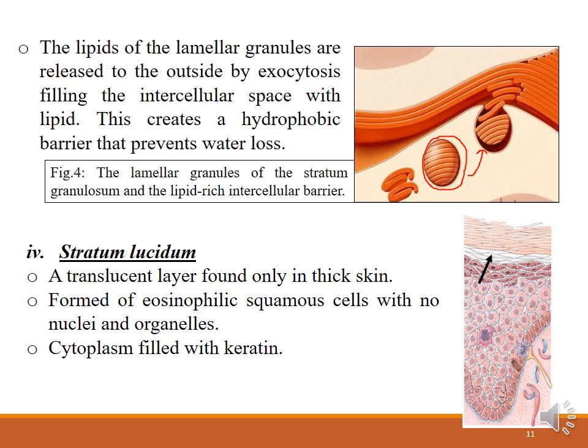Stratum lucidum is a translucent layer found only in thick skin. This is the stratum lucidum in the image here. Usually under the microscope it appears as a very thin colorless region, and it is found only in thick skin. It is formed of eosinophilic squamous cells with no nuclei or organelles. So now the cells have no nuclei and no organelles. They are dead cells, and the cytoplasm is filled with keratin. This is why it's eosinophilic, because it's filled with the protein keratin.